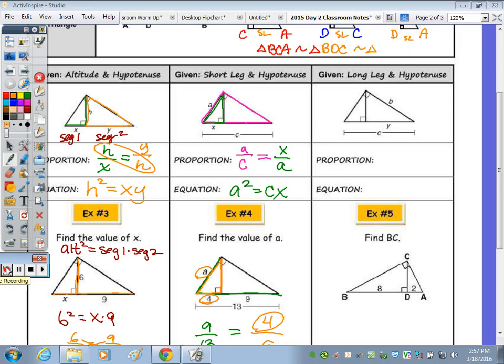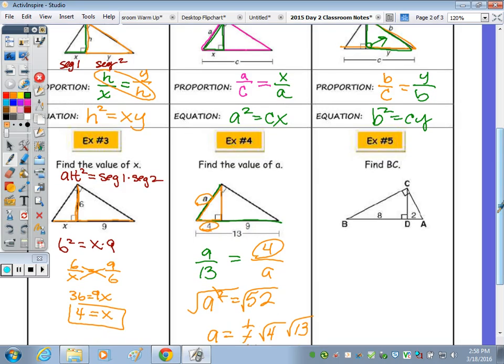The last type of proportion you can have is if you're given within the picture a long leg and hypotenuse. So in the big triangle, your long leg is B to hypotenuse C. The long leg to hypotenuse in the other triangle is with this triangle on the right side this time. The right angle's here with the hypotenuse being B. So long leg to hypotenuse here would be Y over B. So cross product would be B squared equals C times Y.